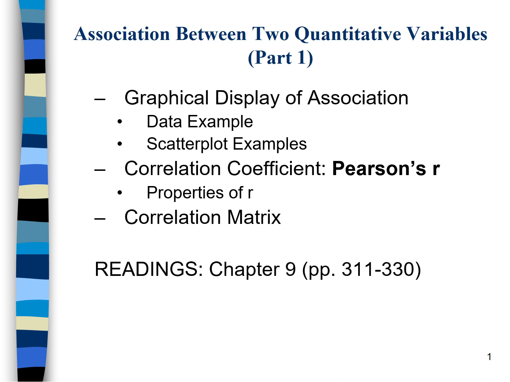A correlation matrix is a way where researchers can quickly show, display, and summarize R values or correlation values between quite a few different variables. So we'll take a look at all of these. The readings that correspond with this particular lecture are Chapter 9, pages 311 through 330 of your course textbook. So let's go ahead and get started.